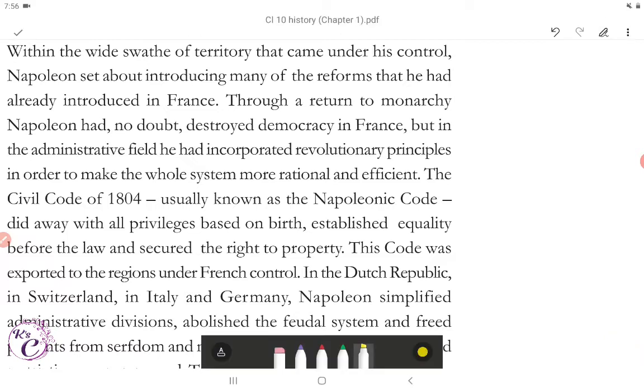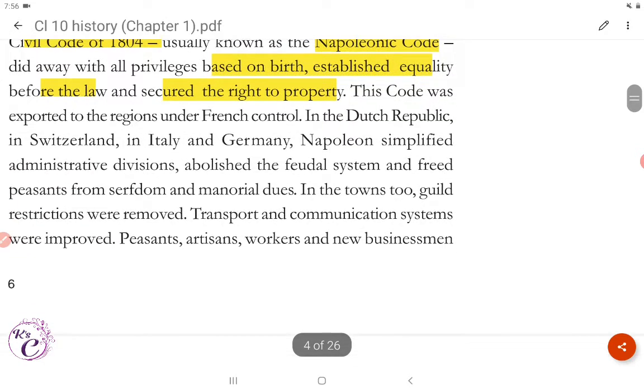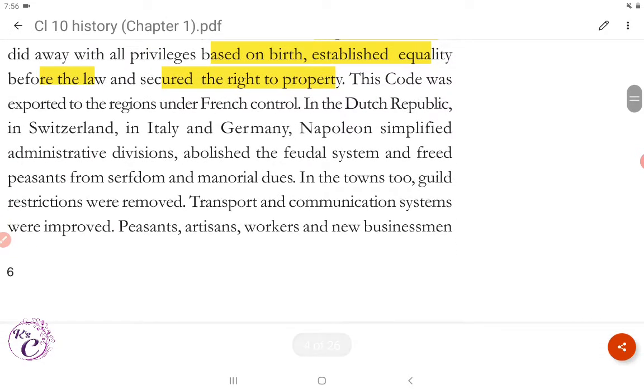The Civil Code of 1804, usually known as the Napoleonic Code, did away with all privileges based on birth, established equality before the law, and secured the right to property. This code was exported to the regions under French control in the Dutch Republic, in Switzerland, in Italy, and Germany.